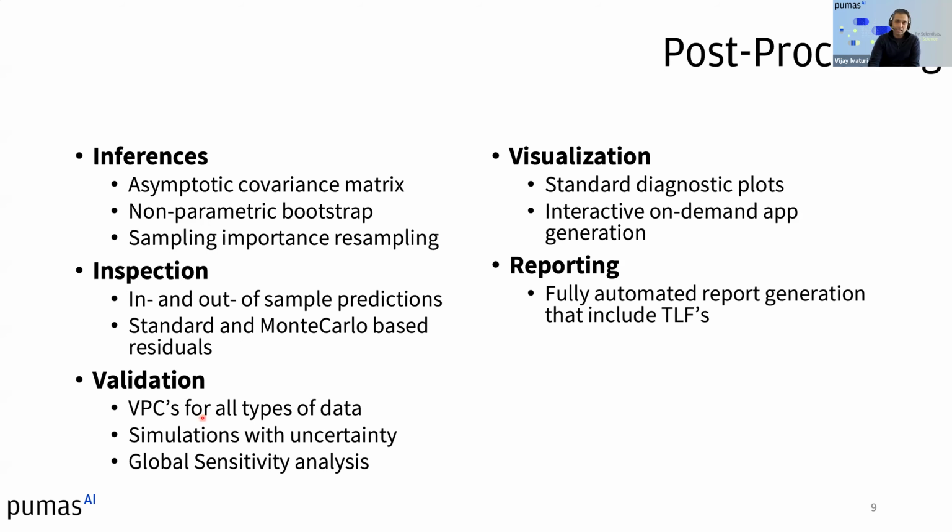Post-processing is a core aspect of every modeling workflow. So if you talk about inference of your model, we do asymptotic covariance matrix, non-parametric bootstraps, and sampling importance resampling. In terms of inspection, in and out of sample predictions, and the standard and Monte Carlo based residuals. In terms of validation, VPCs for all kinds of data and both standard and prediction corrected VPCs. We have simulation with uncertainty that's super easy to do, I'm going to showcase, and global sensitivity analysis.